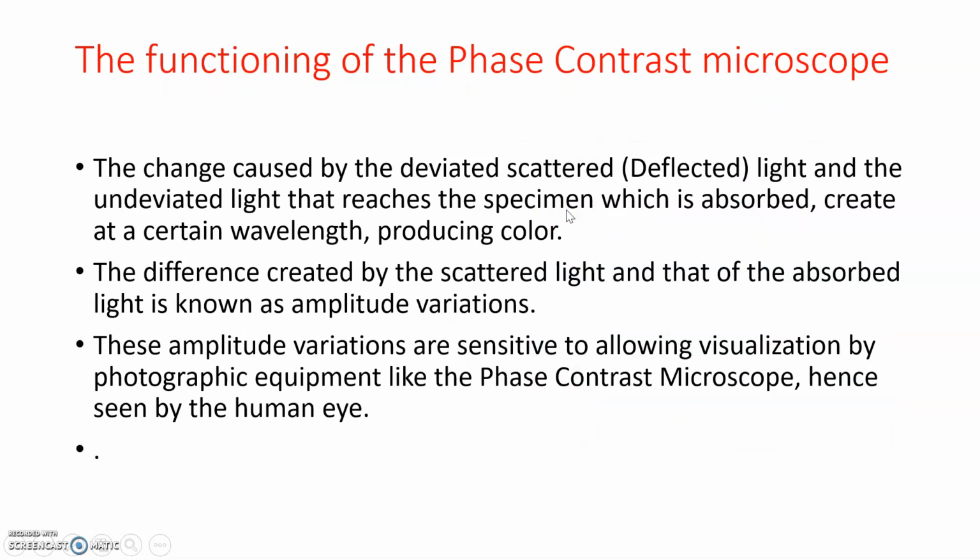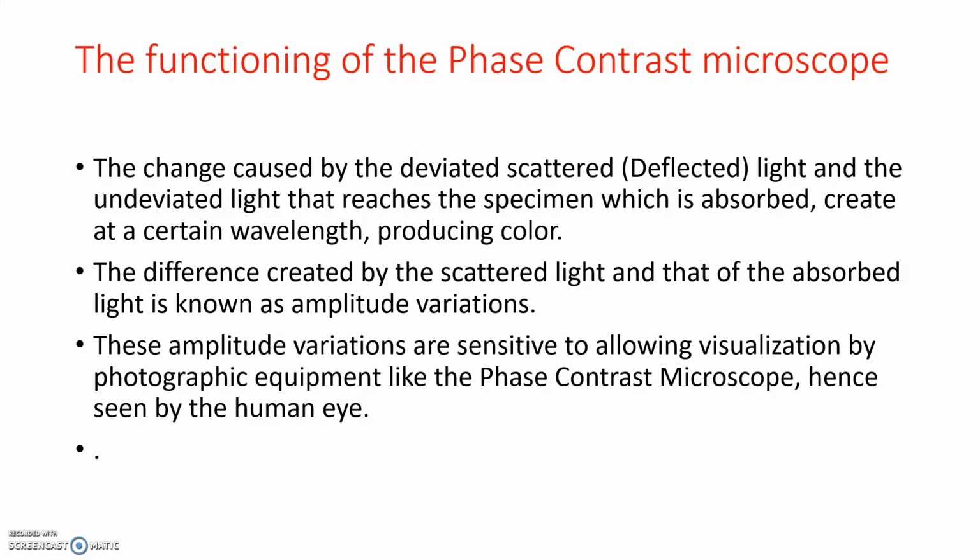Next is the functioning of the phase contrast microscope. The changes are caused by the deflected, deviated or scattered light and the undeviated light. So there are two types of light which pass, both deflected and undeflected, and when they reach the specimen, light is absorbed, and this creates a certain wavelength producing color. The difference created by both lights and the absorbed variation may create what?